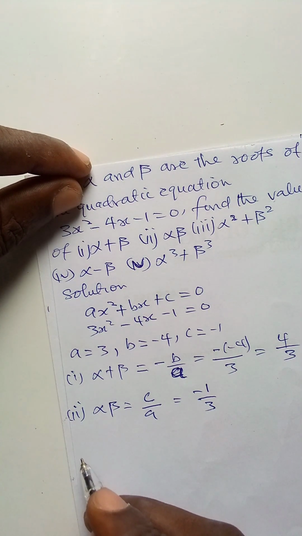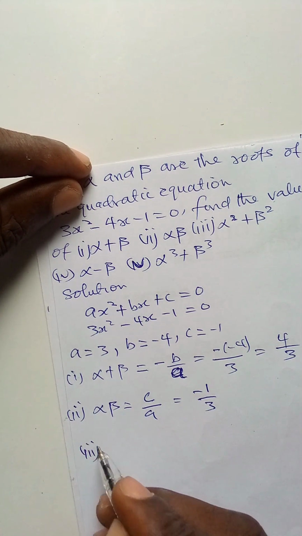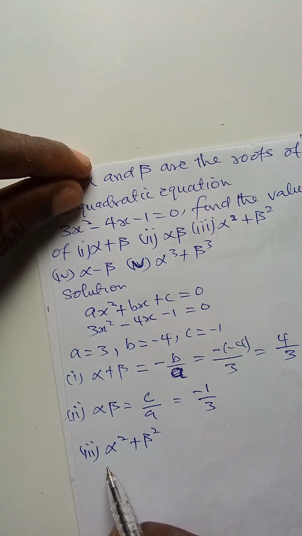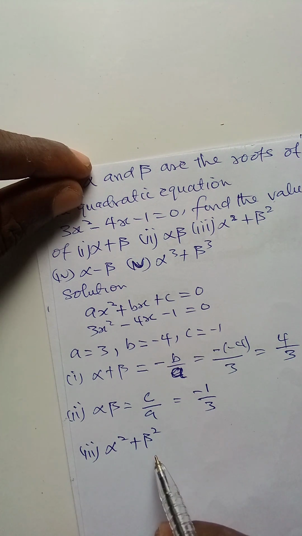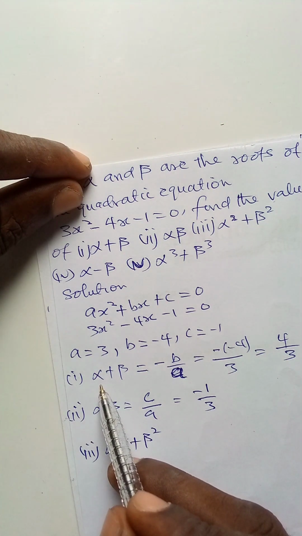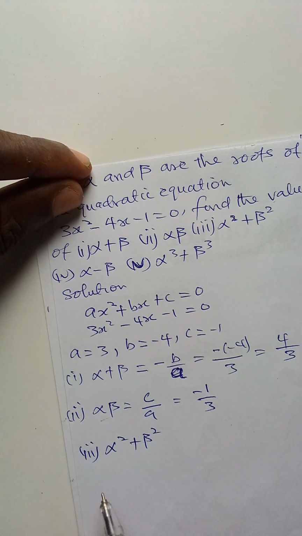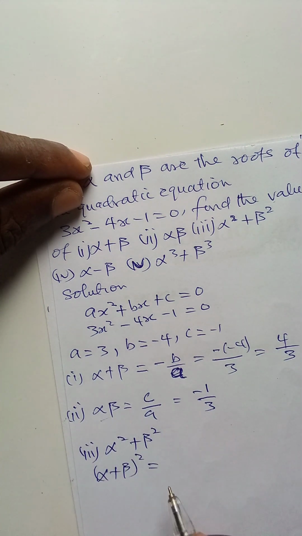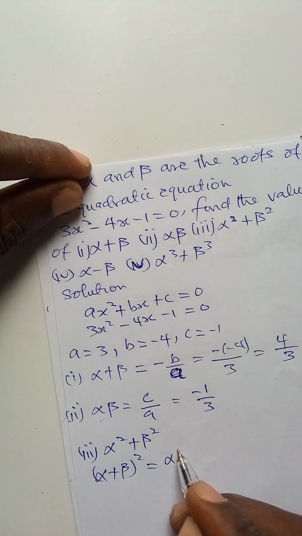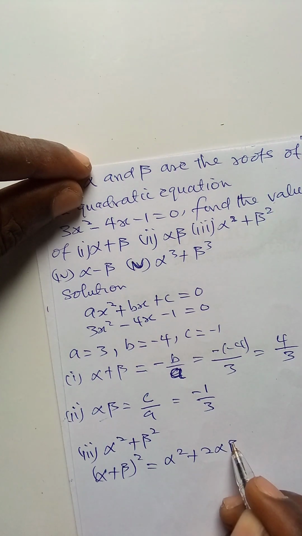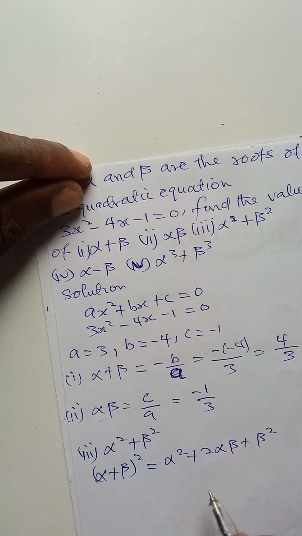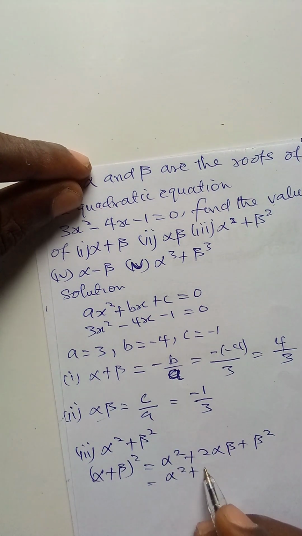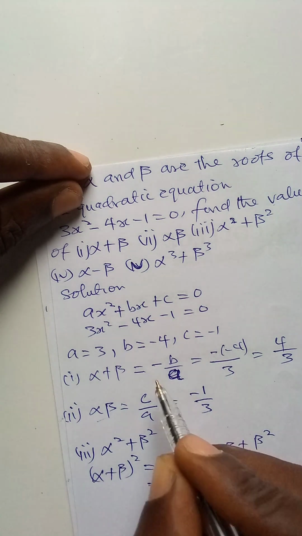Now, we are also required to look for the value of alpha squared plus beta squared. So we need to express this in a form whereby we have the sum and the product of roots. To do that, let us start with alpha plus beta all squared and then expand it. When we expand it, we'll have alpha squared plus 2 alpha beta plus beta squared. Now let's collect these two terms with squared, that is alpha squared plus beta squared, which is the given term.